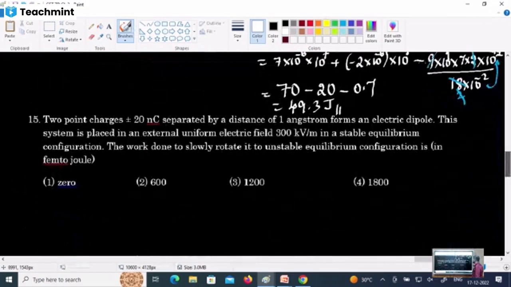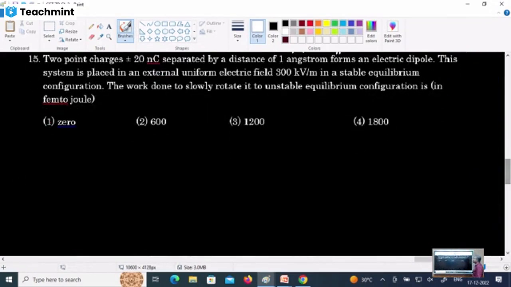We will come to the last question now. 2-point charges plus 20 nanocoulomb separated by a distance of 1 angstrom form an electric dipole. This system is placed in an external uniform electric field of 300 kilovolt per meter in a stable equilibrium configuration. The work done to slowly rotate it to unstable equilibrium configuration is asked. So first, two charges are there, plus or minus 20 nanocoulomb, separated by 1 angstrom distance.